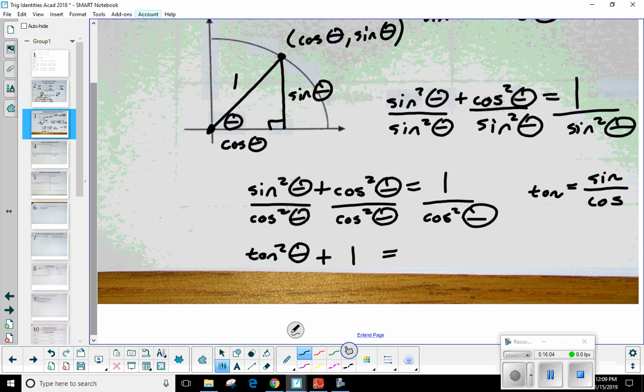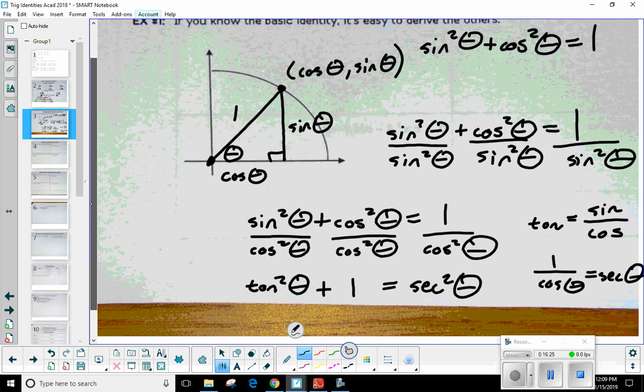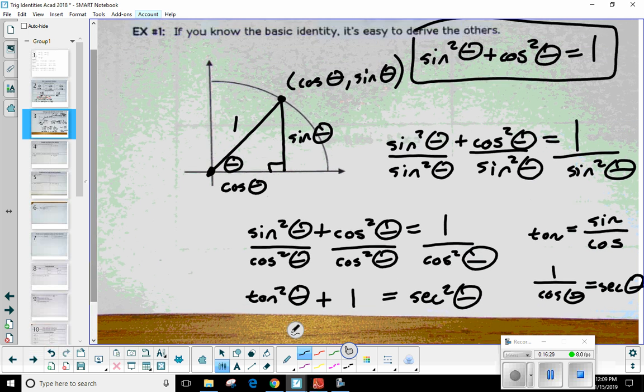It's a reciprocal, one of the first ones we looked at. It says 1 over cosine of theta equals secant of theta. So what's 1 over cosine squared? Okay. And there's your third identity. So really, if you know the sine squared plus cosine squared equals 1, you can actually use it to get the other two really easily. Just divide by sine squared or divide by cosine squared.